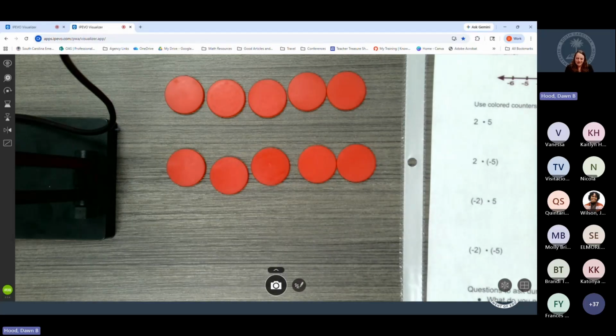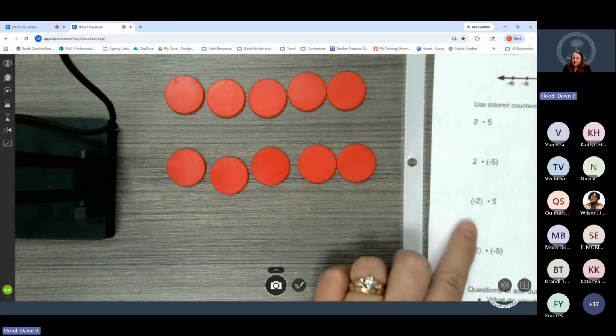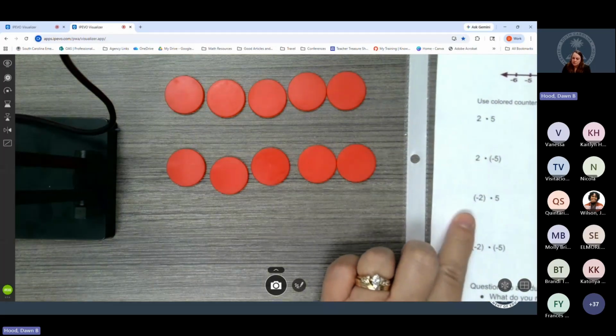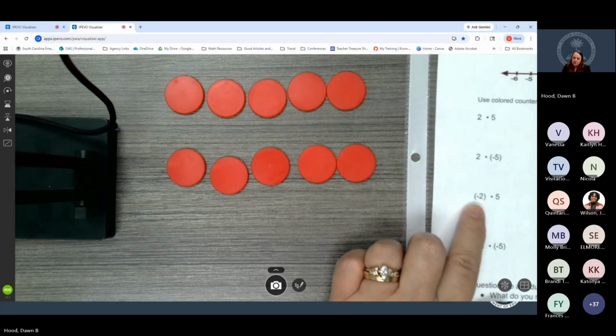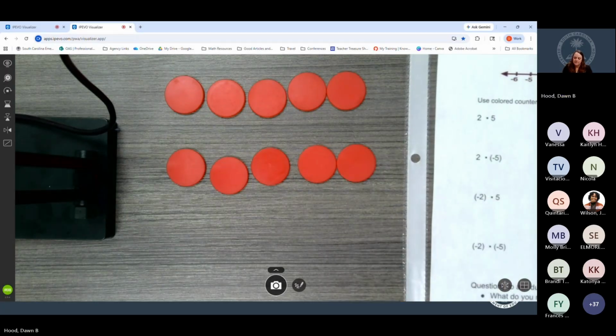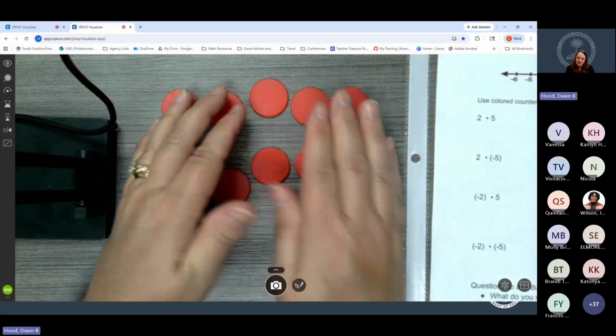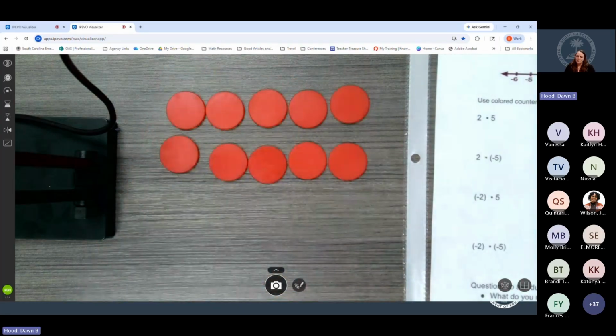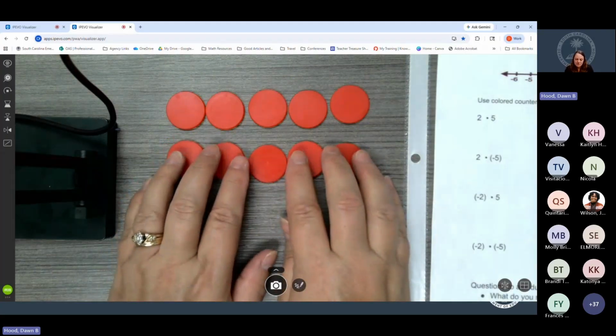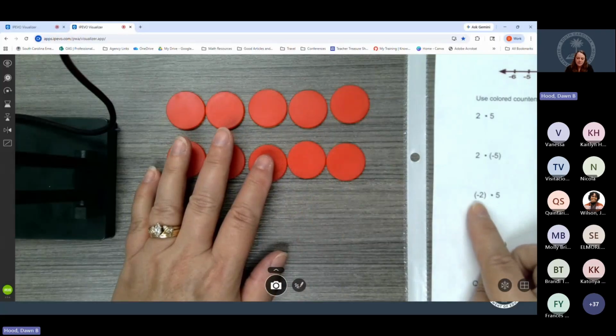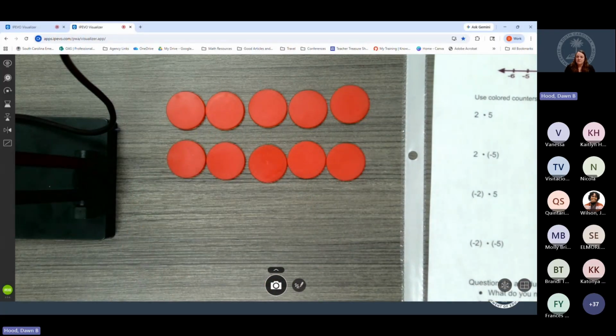The next one, negative 2 times 5. What does that mean? You could turn it around because we could use the commutative property and say 5 groups of negative 2. But what it really means is the opposite of 2 groups of positive 5. So what's the opposite of 2 groups of positive 5? 2 groups of negative 5. That word, that negative sign, the opposite of, is the key. So 2 groups of 5. This is the opposite of 2 groups of 5. So 2 groups of negative 5. The opposite of that. Okay.